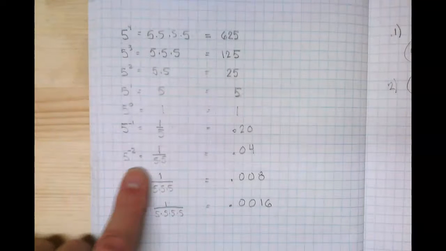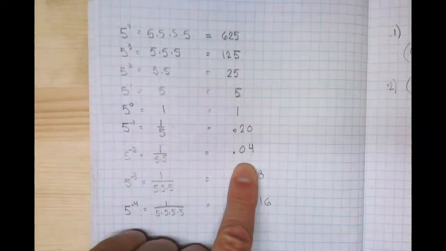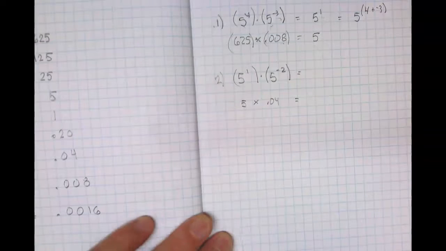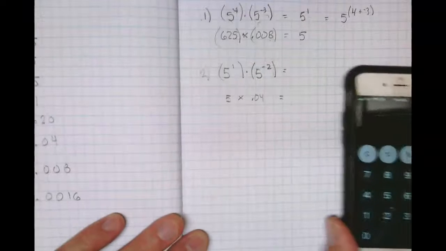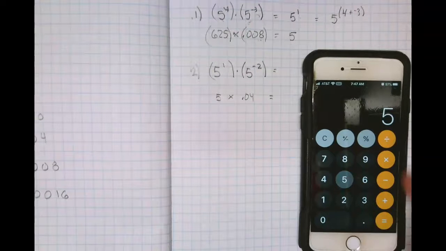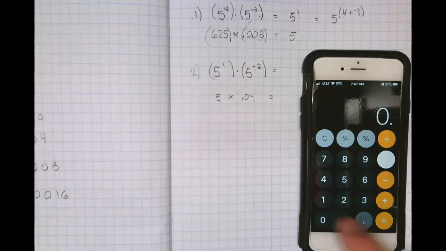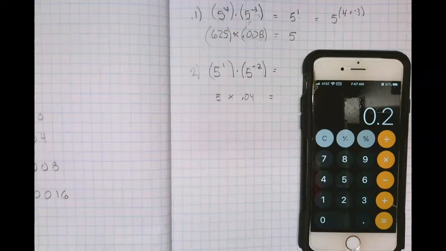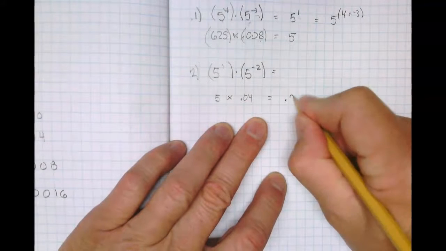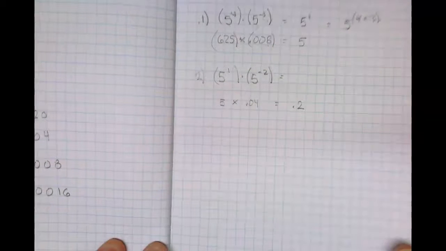What is 5 to the power of minus 2? I did it over here. It equals 0.04. So I'm going to go 5 times 0.04. That's really what I'm doing. And so I grab my calculator, and I'm going to do 5 times 0.04. It ends up equaling 0.2. This equals 0.2. And you're going to see back over here, well, what is that as an exponent?